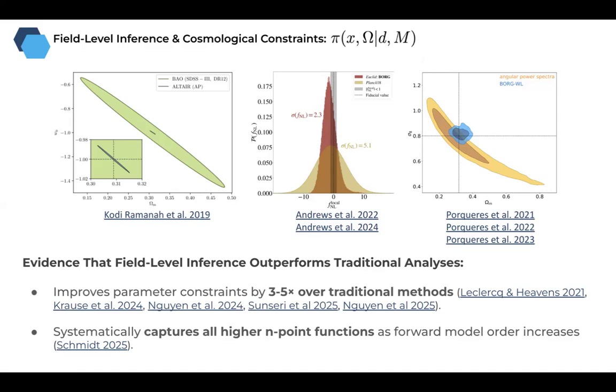So what we can see is that field level inference also excels at the traditional cosmological task of constraining cosmological parameters. But what I want to do right now is show you that it comes with additional properties that we can use for testing, analyzing and understanding our actual universe.